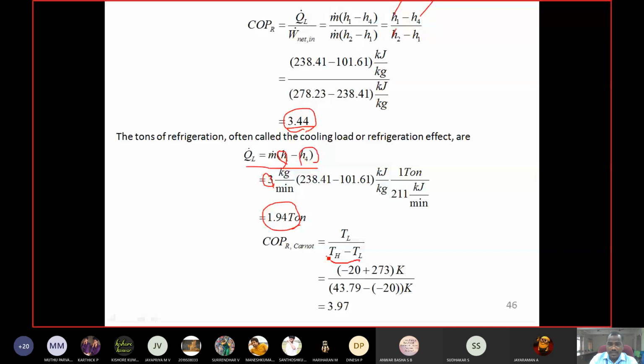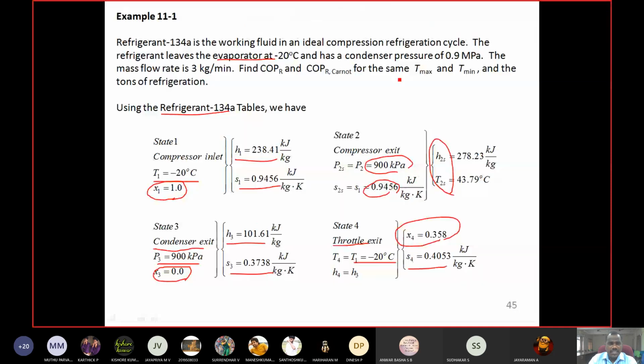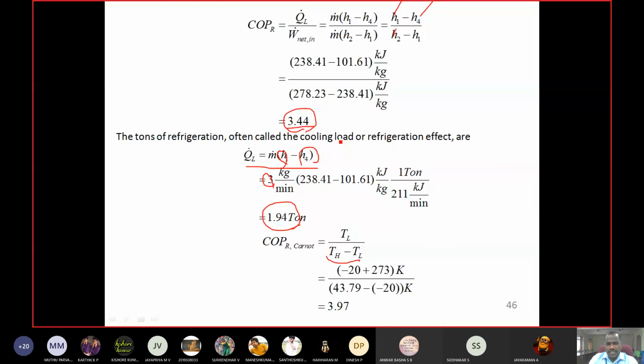So we need to find all three, right? Tons of refrigeration. Right, so we need to find this QL. So that will be around 1.94 ton. Then the COP of refrigerant for Carnot will be TL divided by the change in temperature.